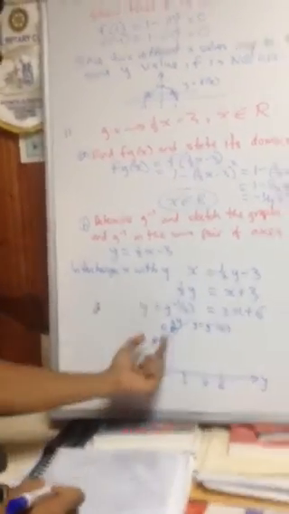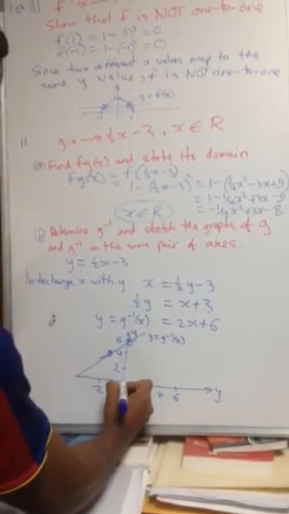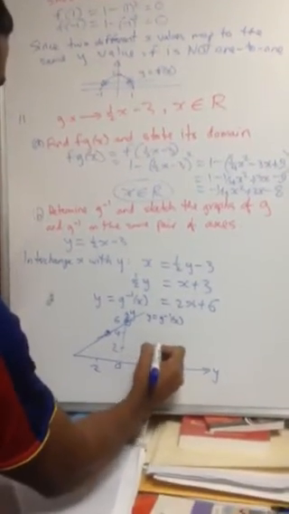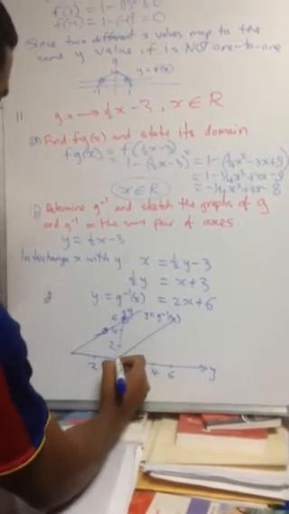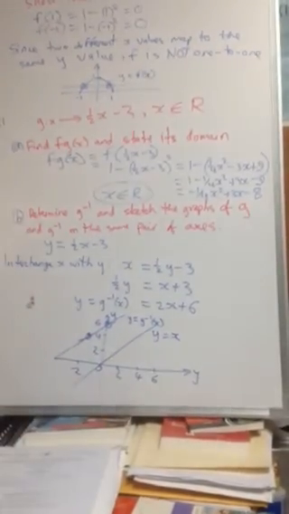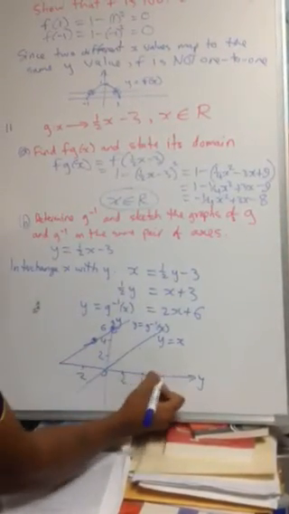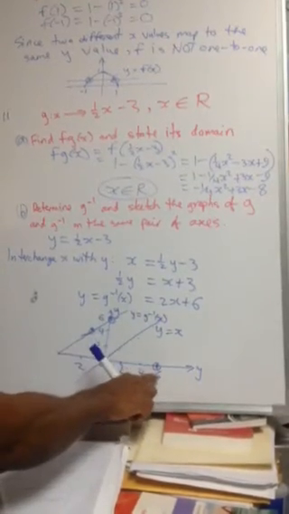To get the corresponding points on g of x, we reflect in the line y equals x. Now the line y equals x is the line that passes through 2, 2, 4, 4, 6, 6, etc. So whatever y is, x will be the same. We must also label that line. 0, 6 becomes 6, 0 when we reflect it. So that's the corresponding point on g.